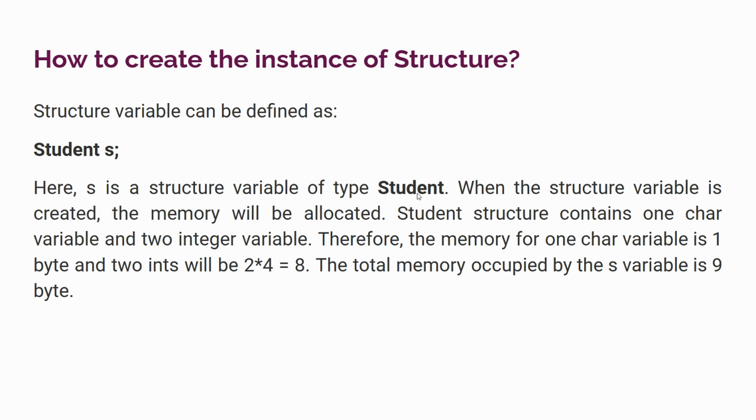How to create the instance of a structure? A structure variable can be defined as student S semicolon. Student is the structure name and the instance name is S. Here, S is a structure variable of type student. When the structure variable is created, the memory will be allocated. The student structure contains one character variable and two integer variables. Therefore, the memory for one char variable is 1 byte and two ints will be 2 into 4, that is 8. The total memory occupied by the S variable is 9 bytes.